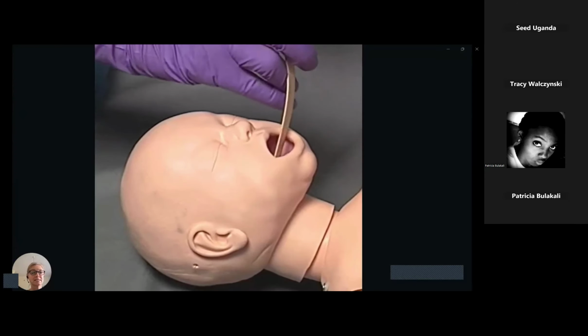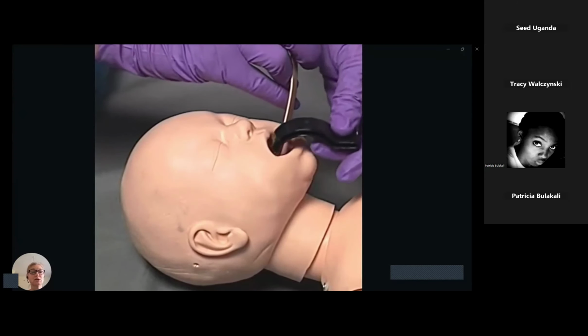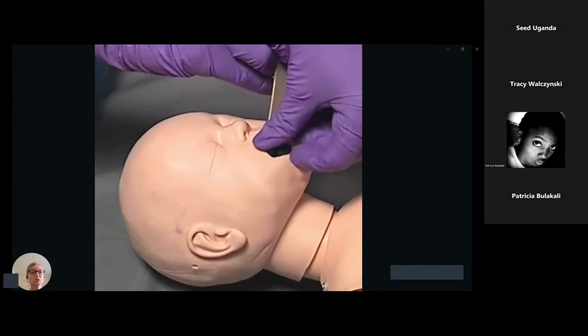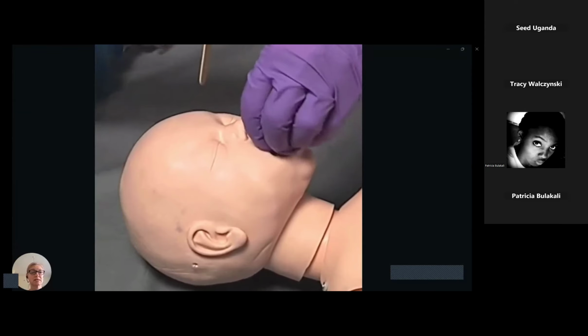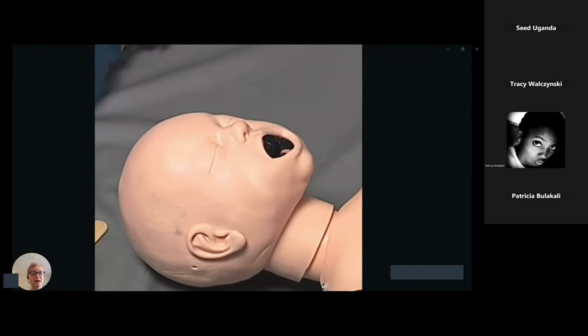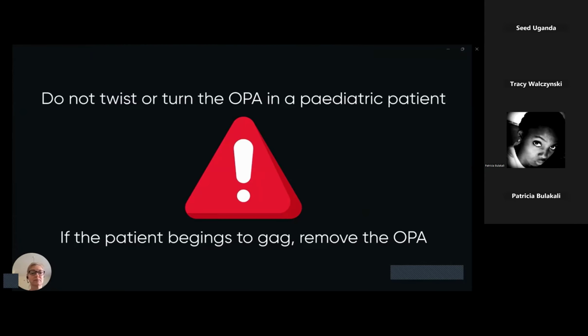The technique is different in children. You want to use something like a tongue depressor, and you do not rotate. You directly insert over the tongue without any rotation. Do not twist or turn the OPA in a pediatric patient. The reason being is their hard palate is very easily damaged and you can actually cause bleeding.